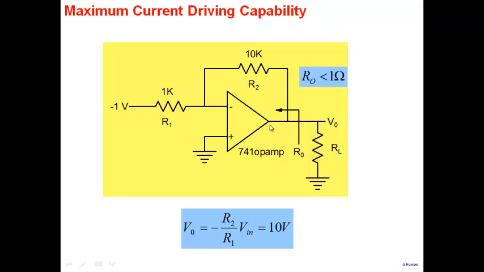Every circuit has a limit on how much current it can drive into a load, or how much current it can sink. So remember, if the voltage is positive, it's driving a current into the load. If the voltage is negative, the current is going from here into this here, so it's acting as a sink. Every circuit will have a limit on how large a current it can source and how large a current it can sink. And that limit is also important.